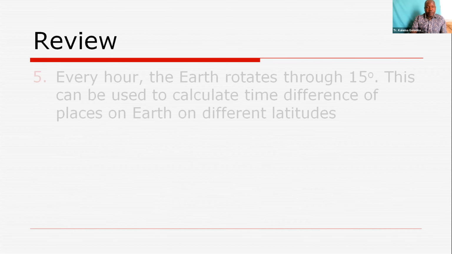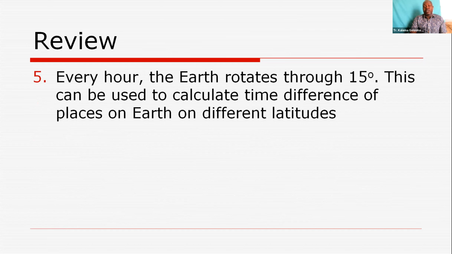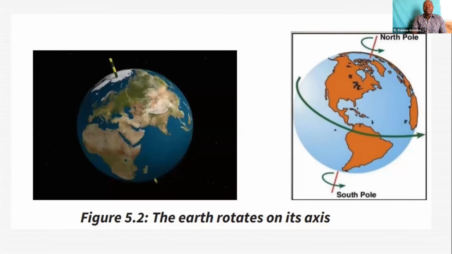Then we also said that every hour the Earth rotates through 15 degrees, and this can be used to calculate time differences for places on Earth. So we are arguing that every hour the Earth rotates through 15 degrees. So if you have places on Earth, like I'll be showing you shortly, at a difference of 15 degrees, we can know that probably there is 1 hour difference between those places, as we shall see shortly. This diagram is from your learner book and shows the rotation of the Earth.